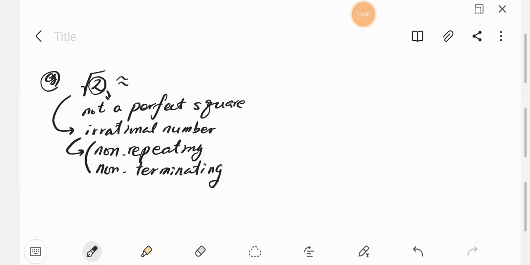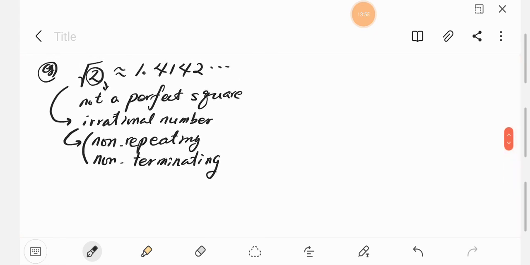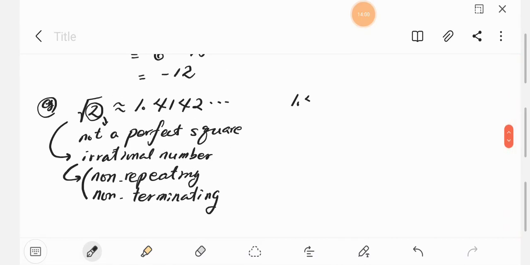If you use a calculator, then the square root of 2 can be written as 1.41 and so on, like this. So this decimal is not repeating and it's not terminating. It goes on forever. So let's square it up to the 10th digit. So 1.4. What is 1.4 squared?